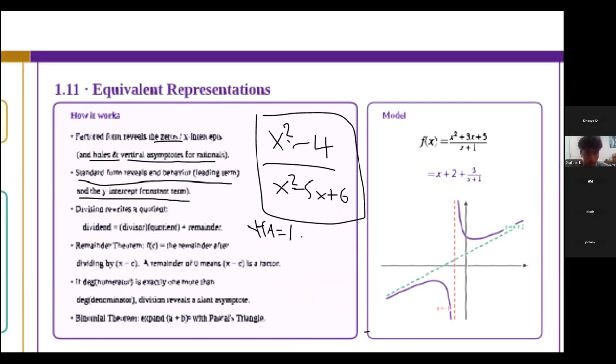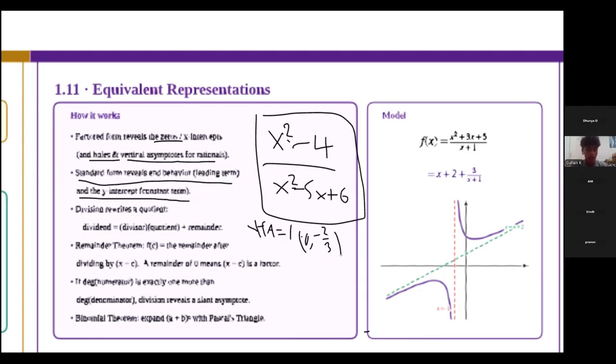And then it also reveals to us the y-intercept. So we just plug in 0 for all instances of x. So that becomes -4 over 6, which is -2 over 3, which is the y-intercept, so (0, 2/3). And then we just saw how the factored form gives us not the y-intercept, but the x-intercepts or zeros, the vertical asymptotes, and the holes.